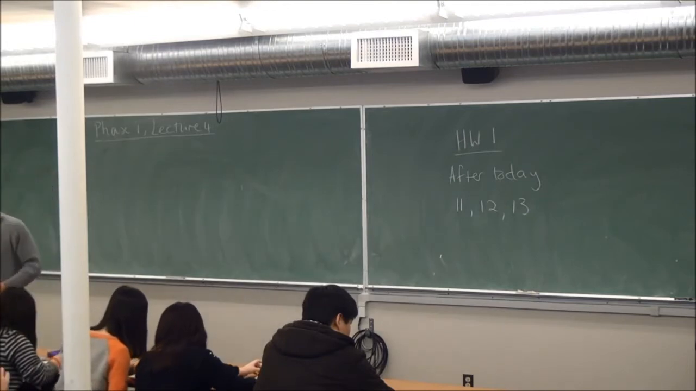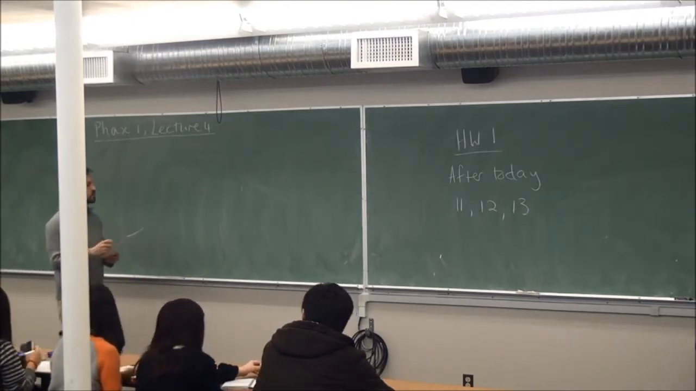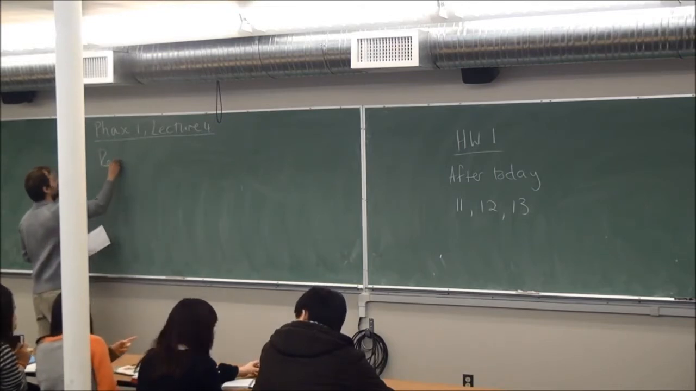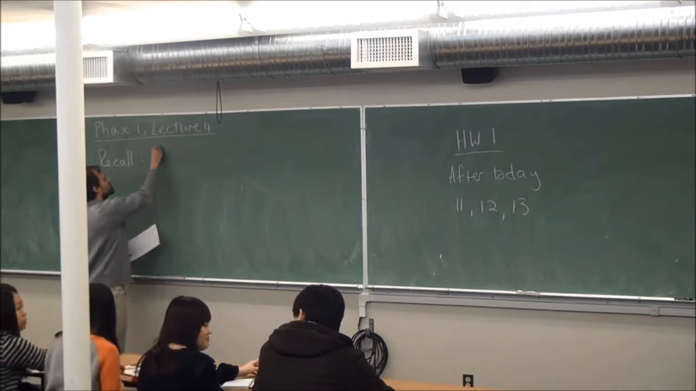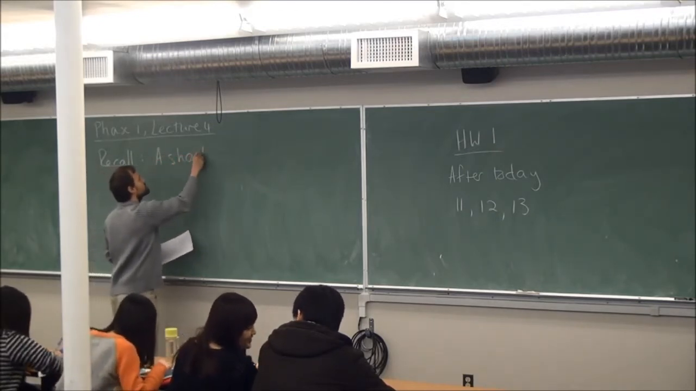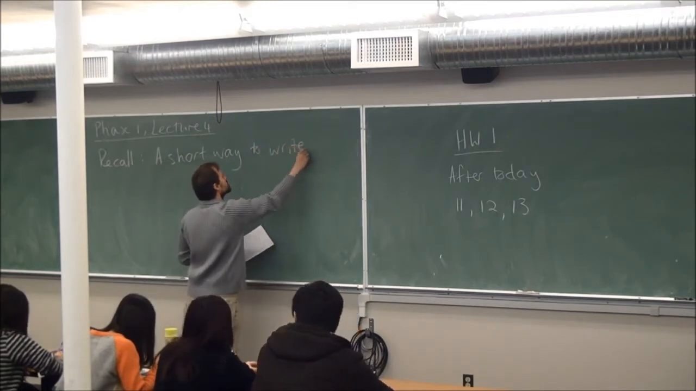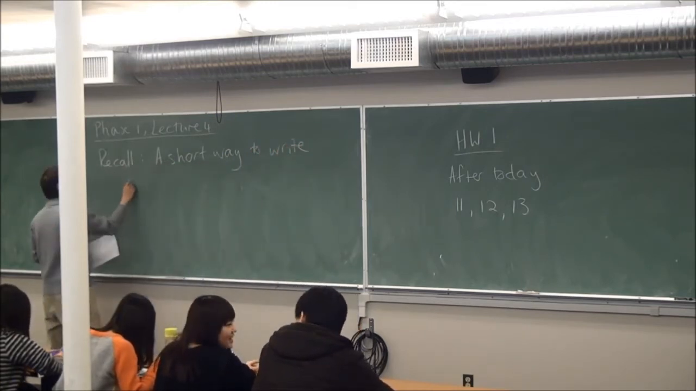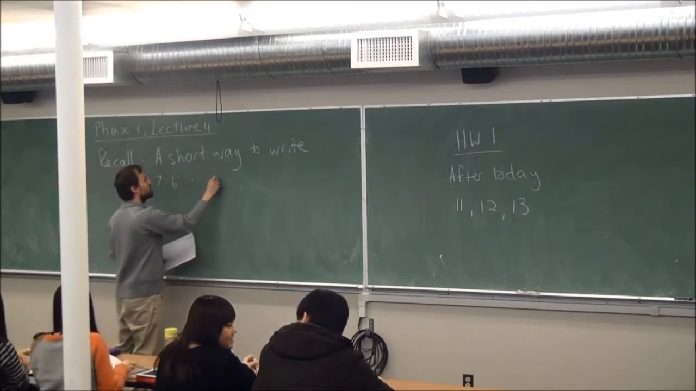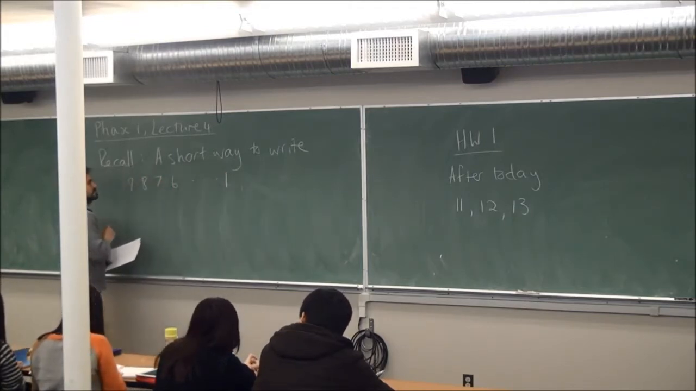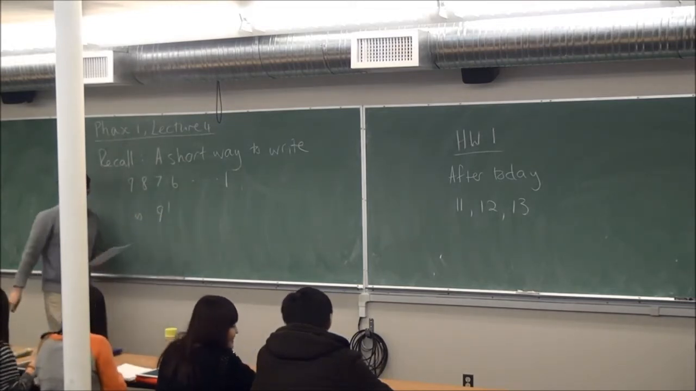that slightly more convenient notation of factorial. Let's try and remember that. Short way to write. We had, I think, 9 times 8 times 7 times 6, all the way down to 1. Short way to write that is 9 with an exclamation mark.